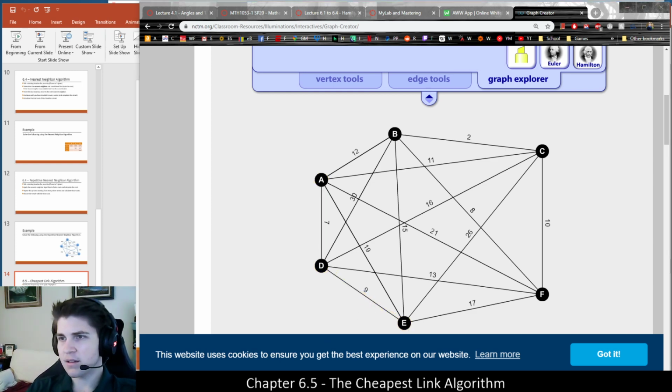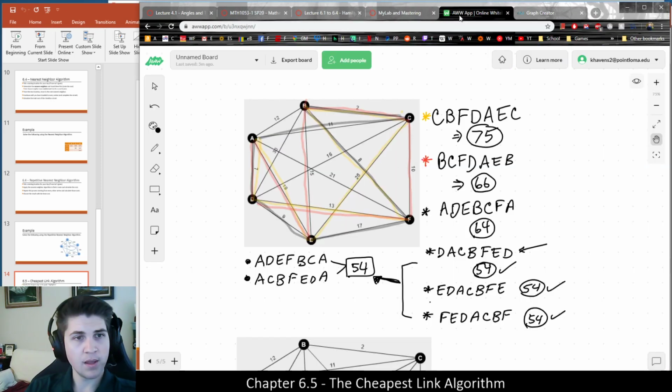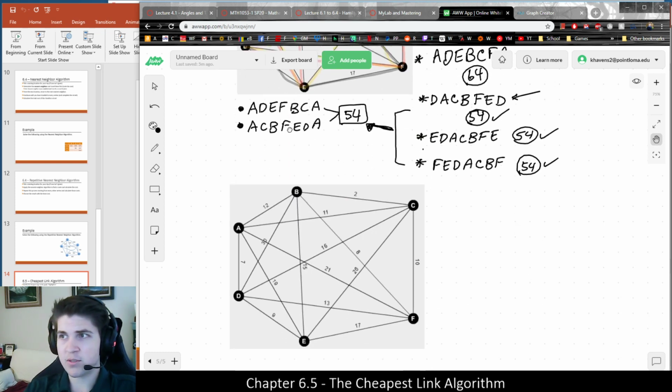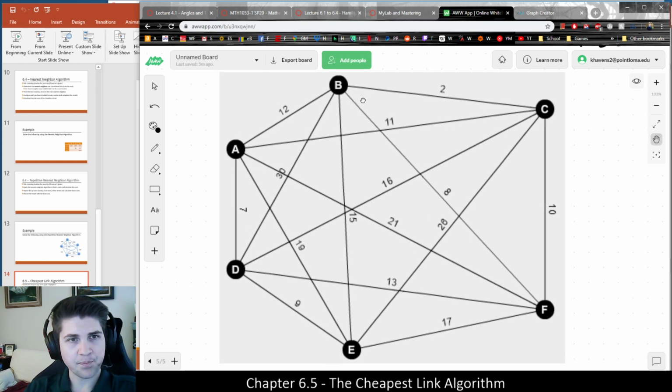And let's finish it up. Basically, if or when you run into an edge that violates the above, skip it and mark it with an X. Otherwise, continue highlighting the cheapest links until you form a Hamilton circuit. In this case, instead of using Graph Creator, I'm going to do it by hand, because Graph Creator doesn't allow me to X them out and skip over some of them. So let's go back to the whiteboard and try to use the cheapest link algorithm to find a cheap Hamilton circuit here.